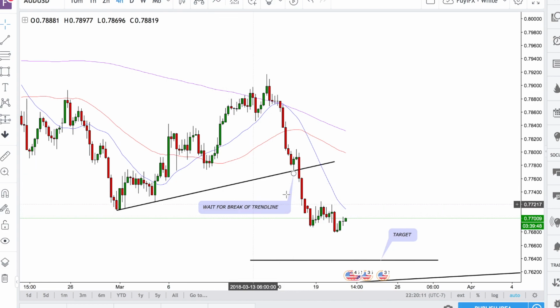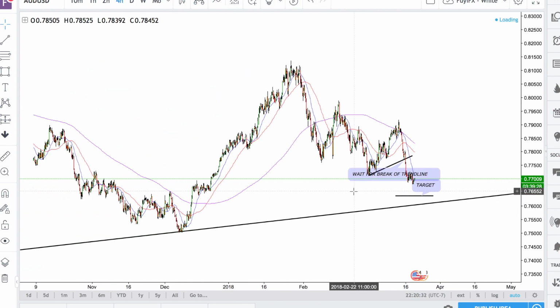I marked here, wait for break of trend line, and the target would be down here at the 76.3 and some change. We did break the trend line. We closed below it, and we did see some follow through. Right now, we have not seen target 1 get hit.